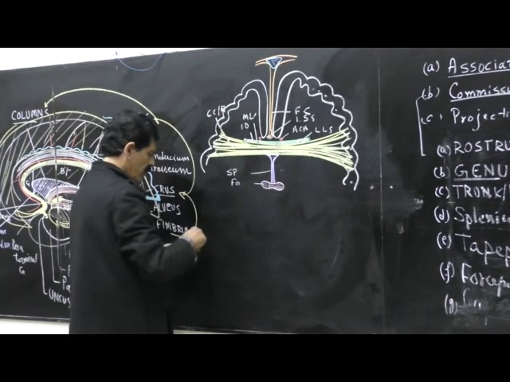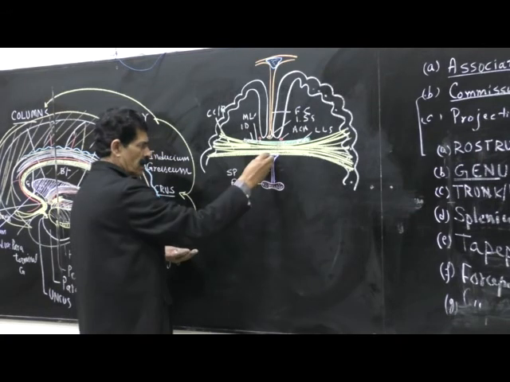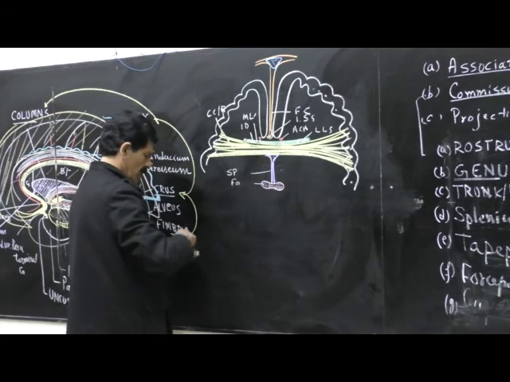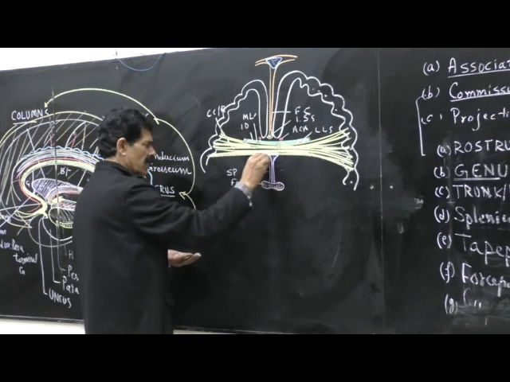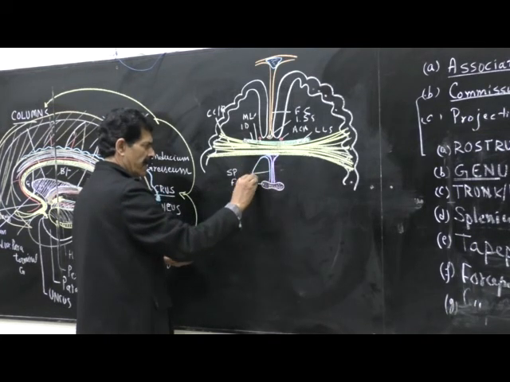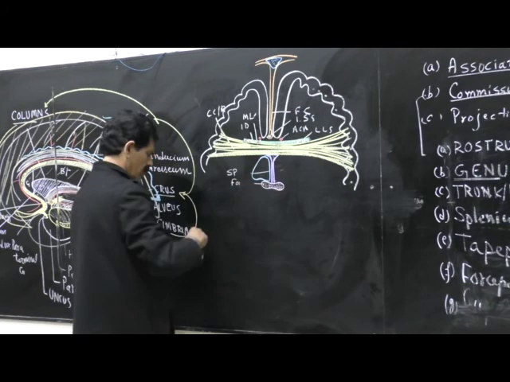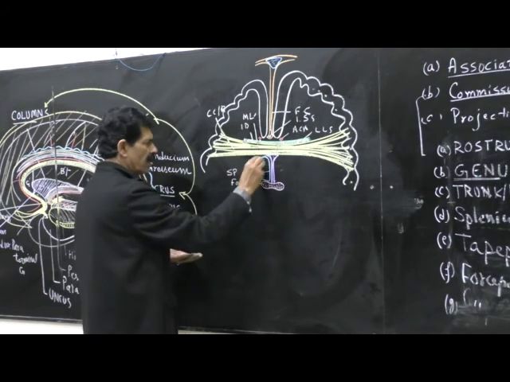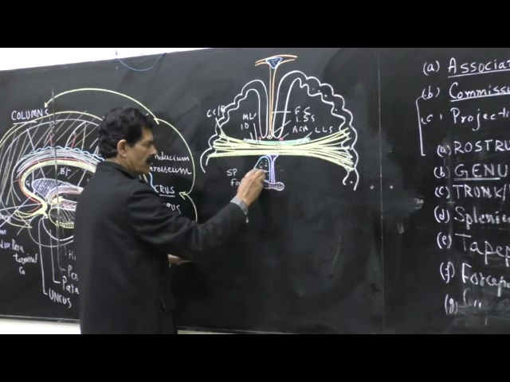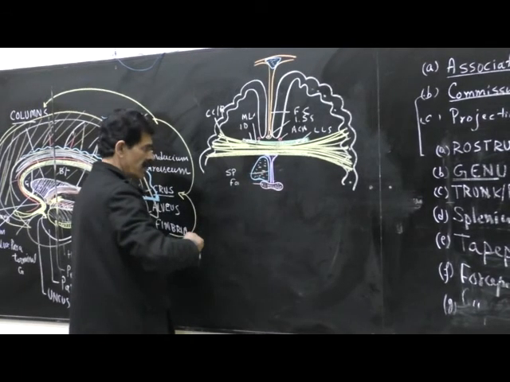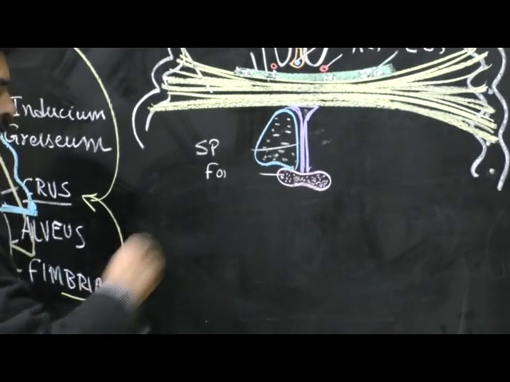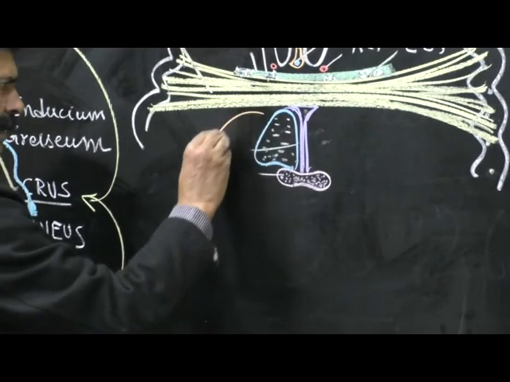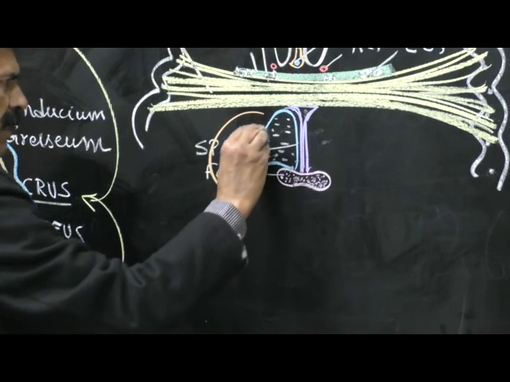So this is how we can show the septum pellucidum and the ependyma lining it, and this is the anterior horn of the lateral ventricle containing CSF. And lateral to this lies the choroid plexus, the head of the choroid plexus.